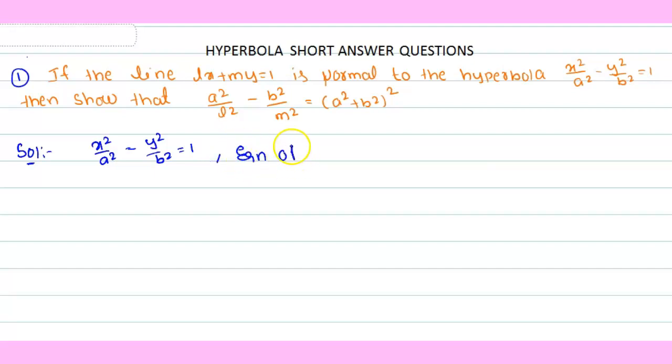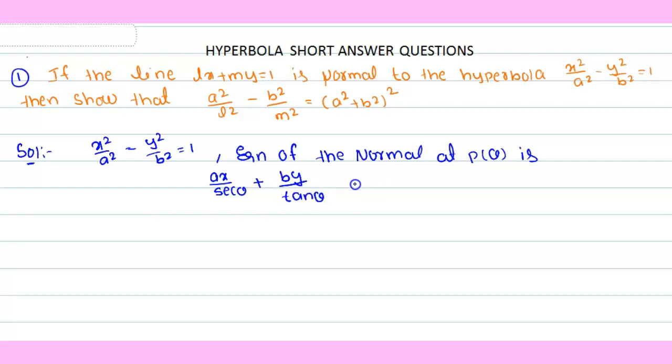The equation of the normal at the parametric point theta is, the formula goes, ax/secant theta + by/tan theta = a² + b². This one I am naming equation 1.